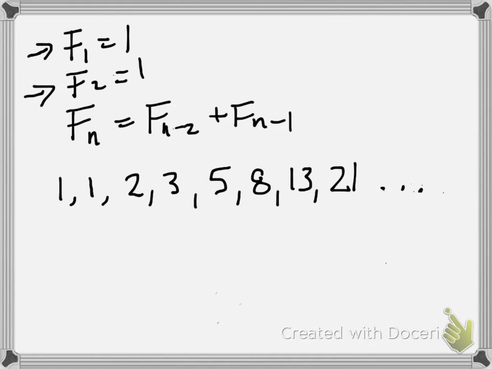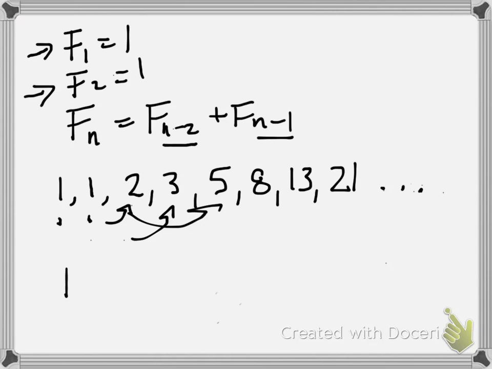So if I add the 1 plus 1, I get 2. If I add the 1 plus 2, I get 3. 2 plus 3 gives me 5, and so forth. So that's saying the n minus 2 term and the n minus 1 term. That's the previous two terms. So let's look at one as an example.